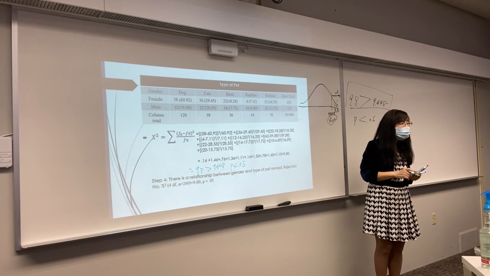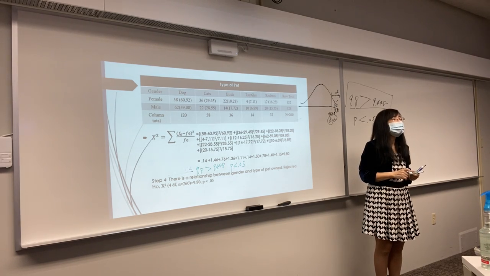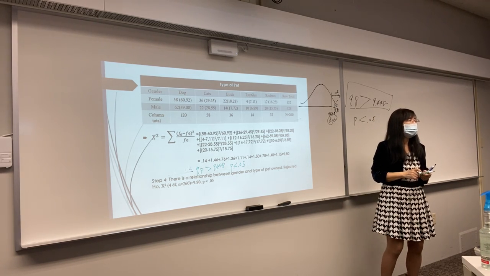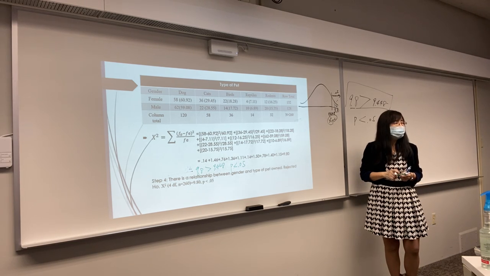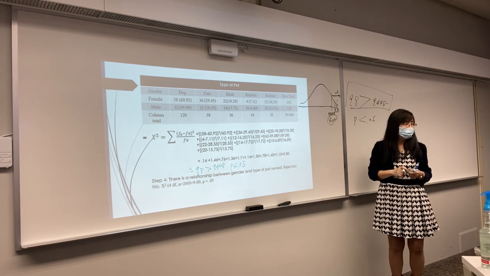So if your answer is bigger than your critical, and it's going that way, then when you do your response, your P is going to be smaller than 0.05 or 0.01 or 0.1.